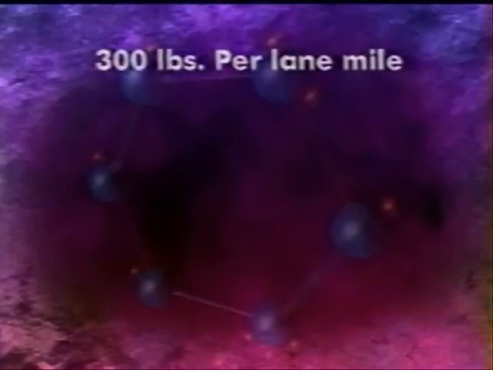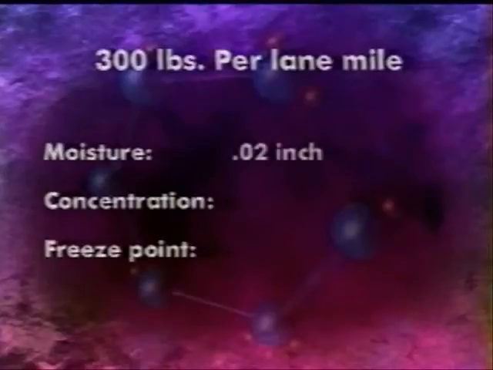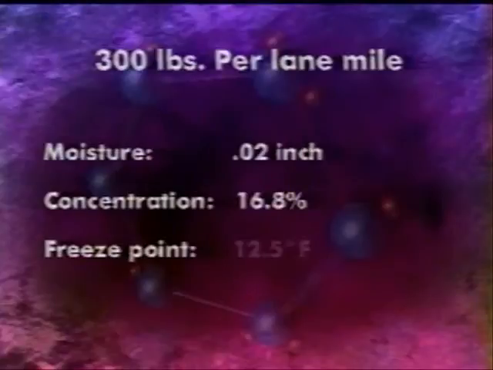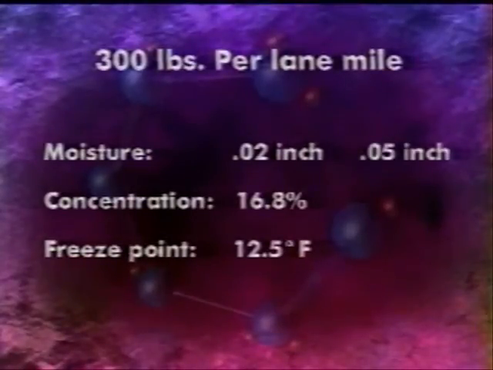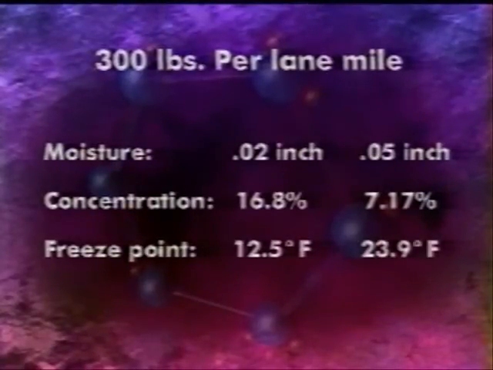Let's say you have just laid down 300 pounds of straight salt per lane mile, and there is a mere 0.02 of an inch of moisture on the roadway surface. The concentration of the salt solution present on the roadway will be 16.8%, and the freeze point will be 12.5 degrees. If just 0.03 of an inch of additional precipitation falls, bringing the total to 0.05 of an inch of moisture, the concentration drops nearly 10 percentage points to 7.17%, and the freeze point rises 12 degrees to just under 24 degrees.